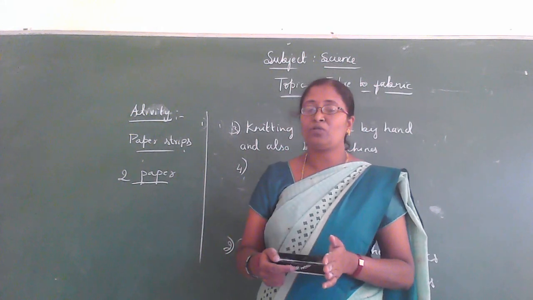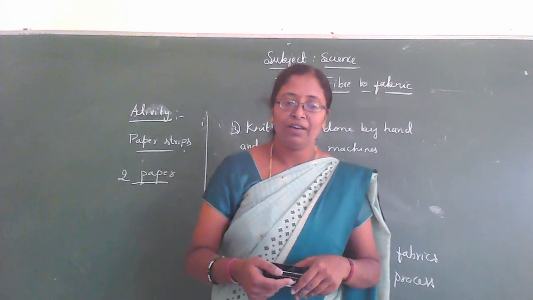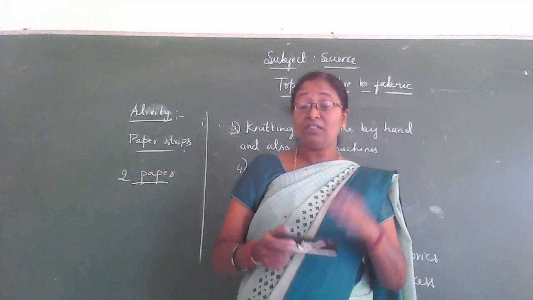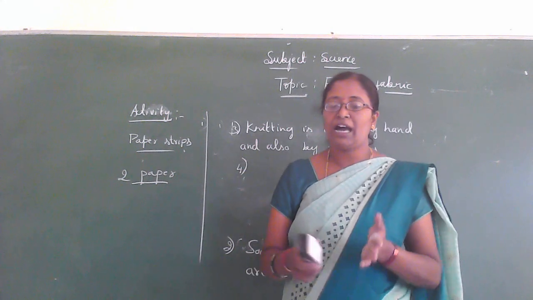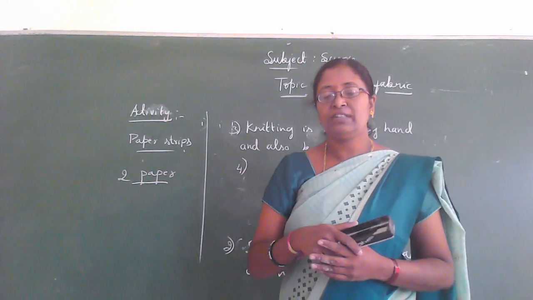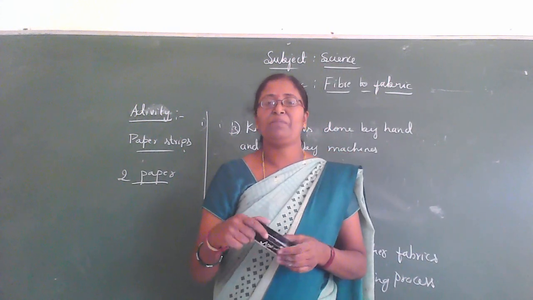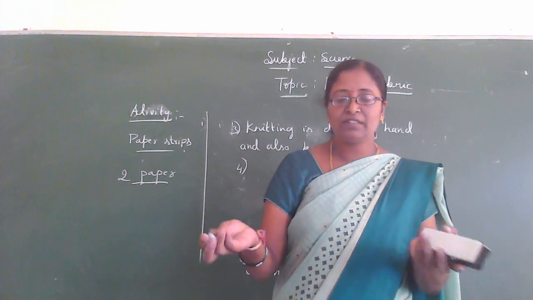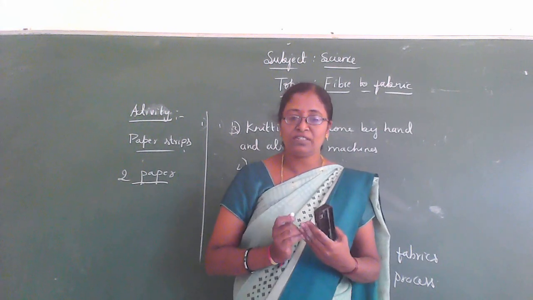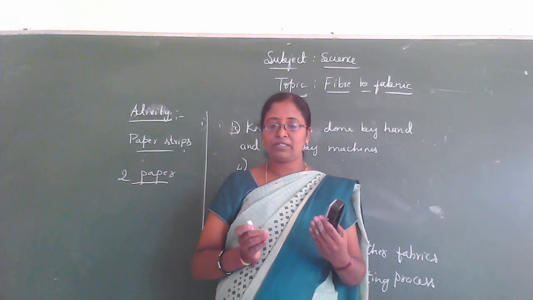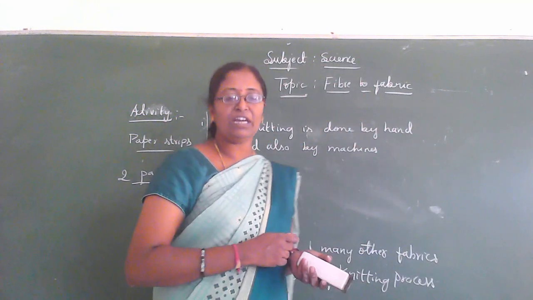So these are the two processes. These two processes are used for making different kinds of fabrics, and these fabrics are used for a variety of clothing items. For example, shirts, pants, even some chudidars. So these are the different clothing materials, a variety of clothing items made by using fabrics.